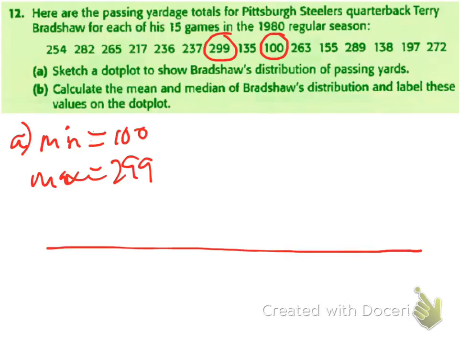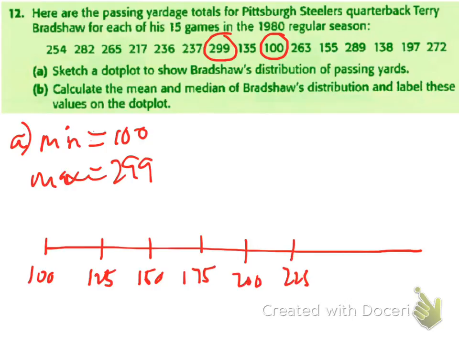Sorry, I'm scribbling. So when we make our dot plot, we can go in increments of 25, 150, 175, 200, 225, 250. Again, I'm sorry, I'm scribbling. 275. It's been a while since I've used the stylus, kids. 300.